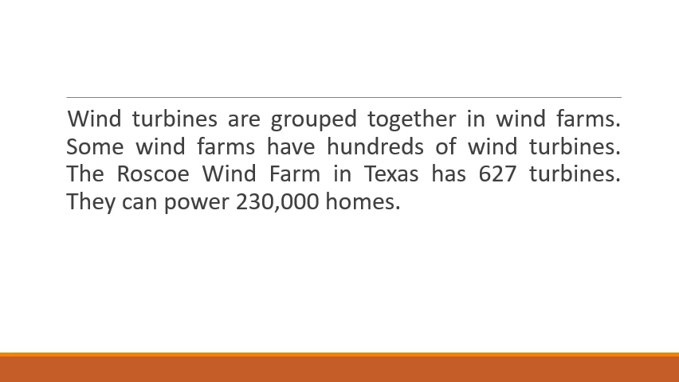we say that turbines are grouped together. They are set together in what we call wind farms, and such wind farms have hundreds of wind turbines. And we have an example about one of the wind farms in Texas in the United States, which has 627 turbines, and the 627 turbines can power almost 230,000 homes in Texas in the United States.